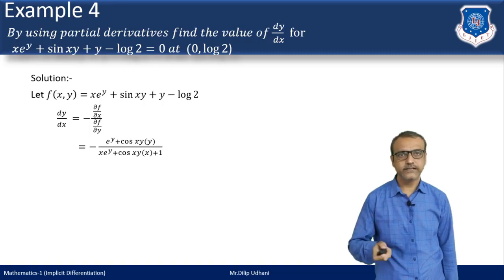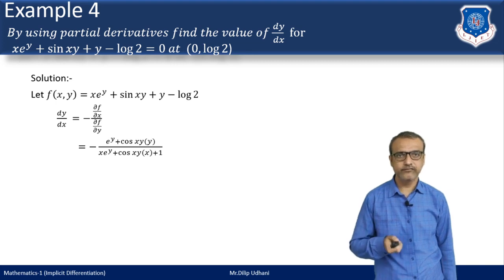It means we have to partially differentiate f(x, y) with respect to y, so we keep x constant. For the first term x e raised to y, x is constant and the derivative of e raised to y is e raised to y. Then the derivative of sin xy partially with respect to y is cos xy, and in place of x we have xy, so again partial differentiation of xy with respect to y: the derivative of y is 1 and x is constant. Then the partial derivative of y with respect to y is 1, and log 2 is a constant value, so its derivative is 0.